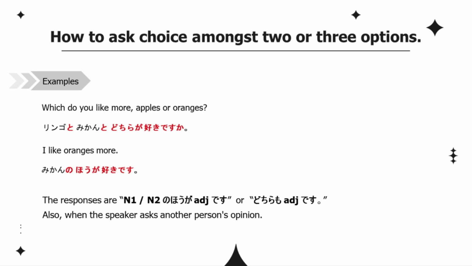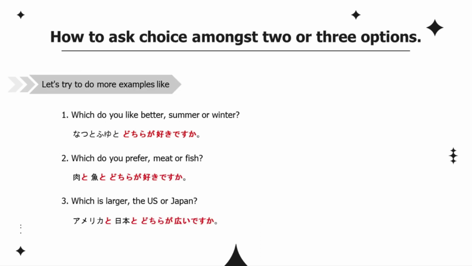Also, when the speaker asks another person's opinion. Let's try to do more examples like, which do you like better, summer or winter? 夏と冬とどちらが好きですか？ Which do you prefer, meat or fish? 肉と魚とどちらが好きですか？ Which is larger, the US or Japan?